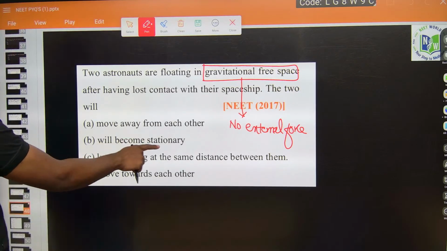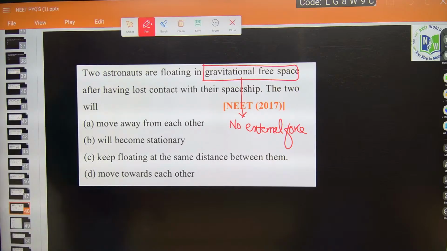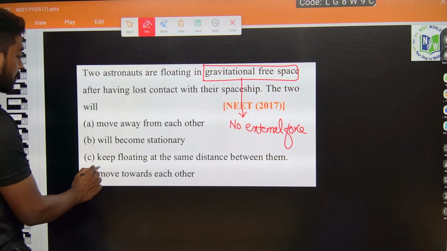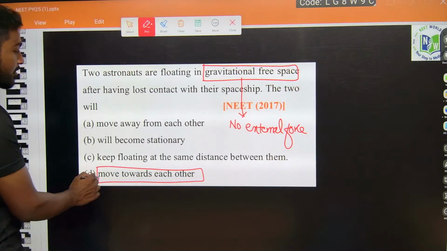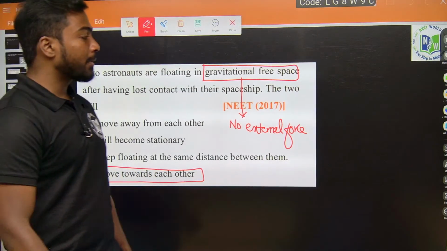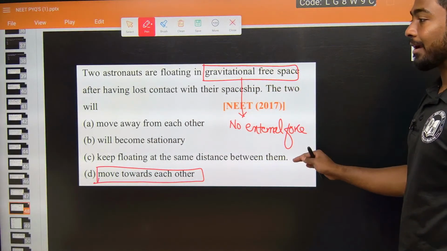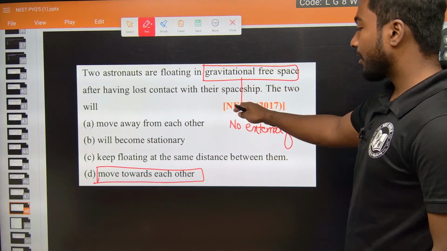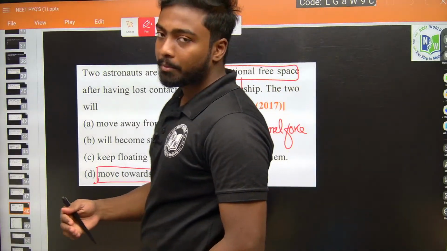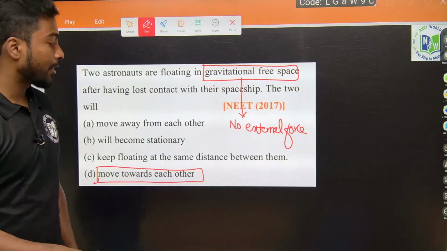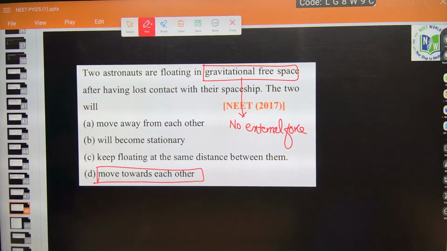Moves away from each other, will become stationary, keep floating at the same distance between them, or move towards each other. Mutual attraction is there, no? So first thing is, no external force is acting. And the second point we need to understand is there will be a mutual attraction force. So they move towards each other.